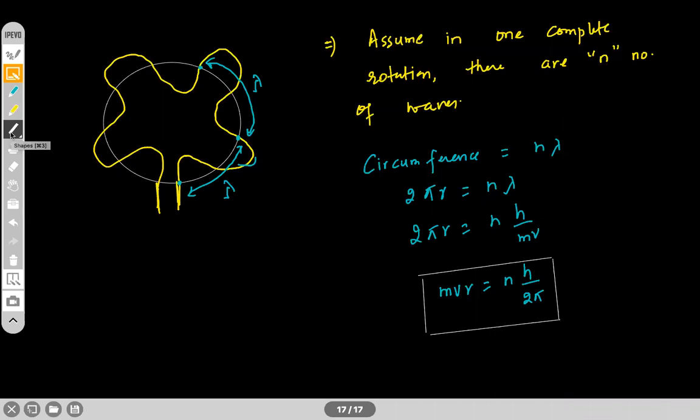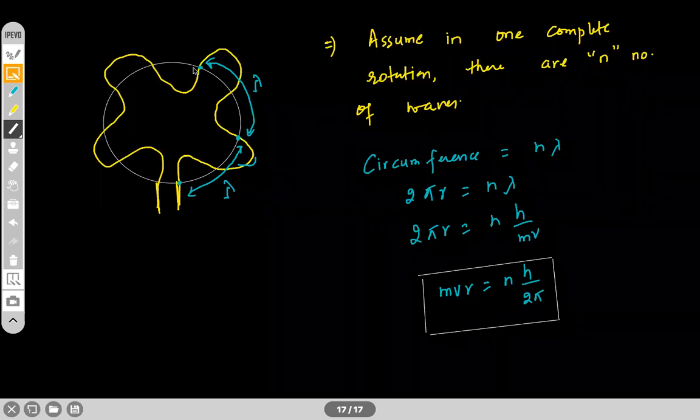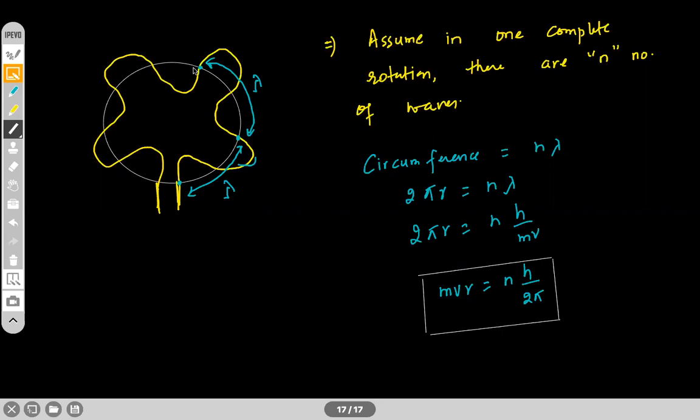Right, there are one or two. Yes, because we have n number of waves here. We are assuming n number of waves in that orbit, no? So, wavelength into n is the circumference. Correct? Yes, Arian, tell me. Did you get it?